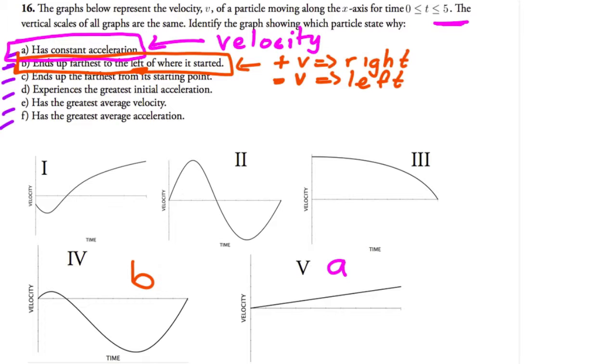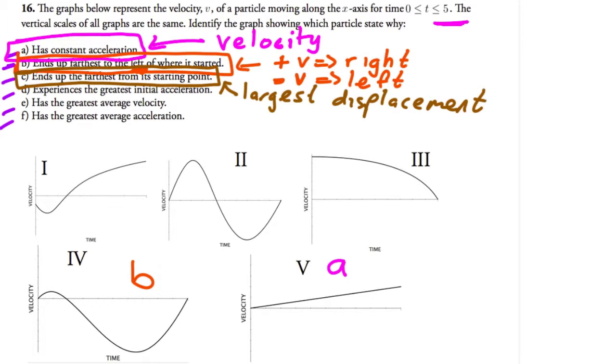Okay, now the next one, which one ends up farthest from its starting point? It doesn't matter if it's left or right. Farthest from the starting point means the largest displacement. So, for example, this one would not be farthest at all. It would be the closest to the starting point, right? Because the time that it spends above is about the same time that it spends below. So it's kind of like it's going forward and then going backwards.